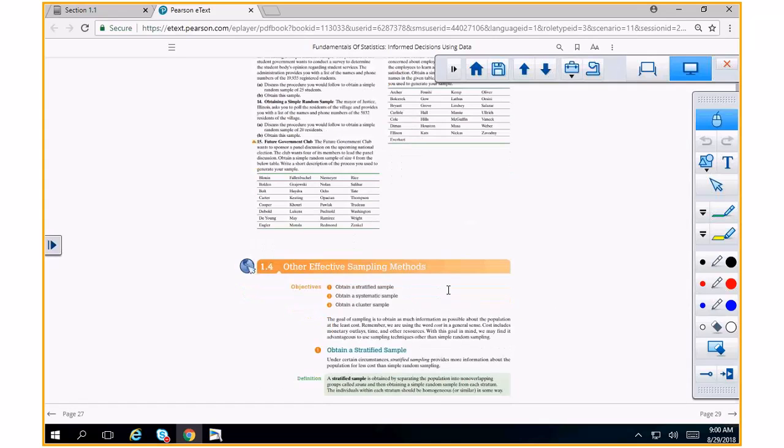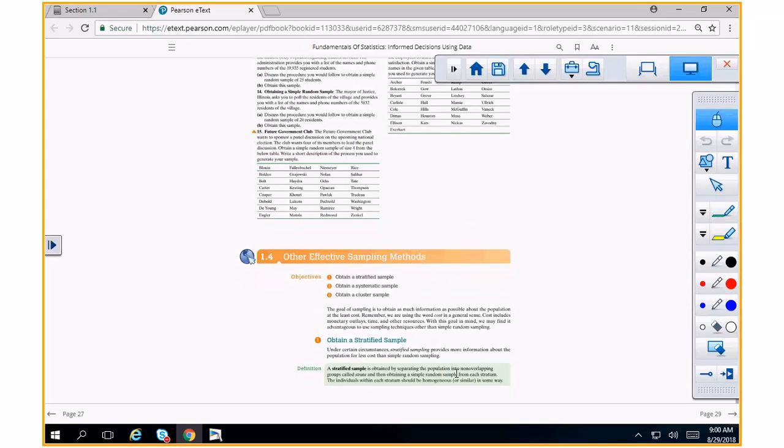Other effective samplings. Stratified sample, separating the population into non-overlapping groups. What's a good example of this? Well, if I want to find out information, I'll go to a voting precinct.